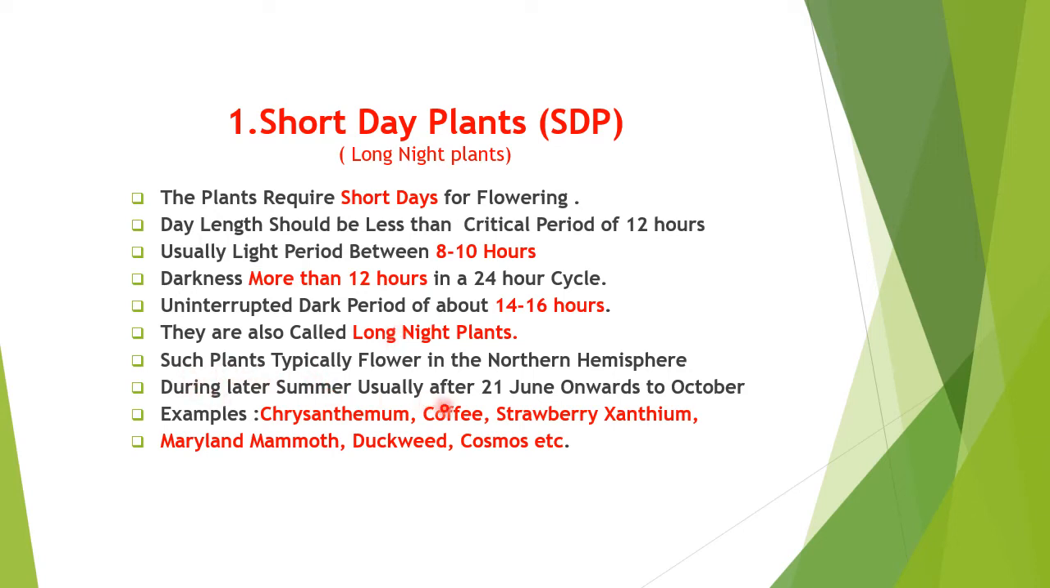Such plants typically flower in the northern hemisphere in late summer, usually after 21st June onwards to October. That time the short days are there. Examples are chrysanthemum, coffee, strawberry, Xanthium, Maryland mammoth, duckweed, and cosmos. These are basically short day plants. So they are also called long night plants because they require more than 14 to 16 hours of dark period.